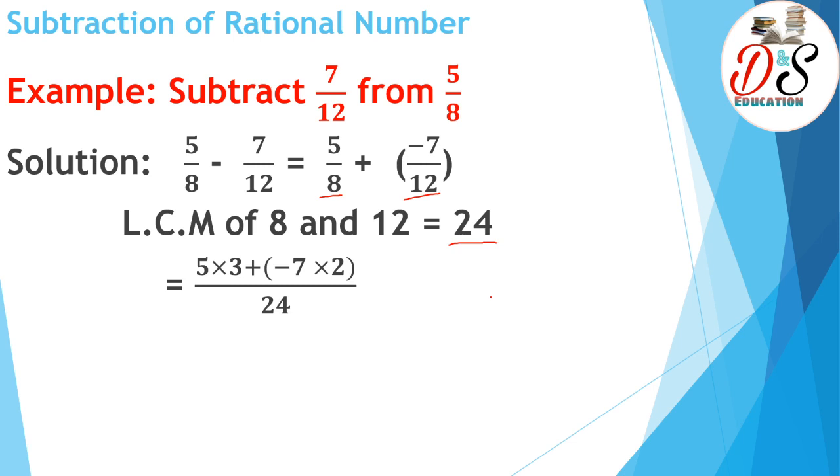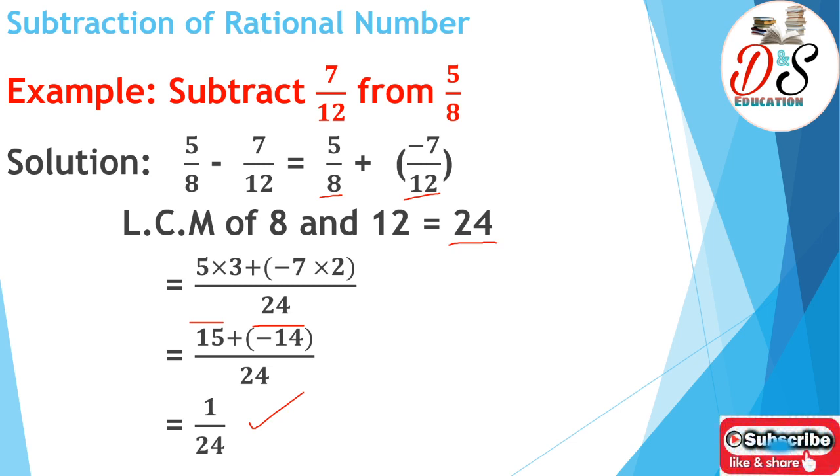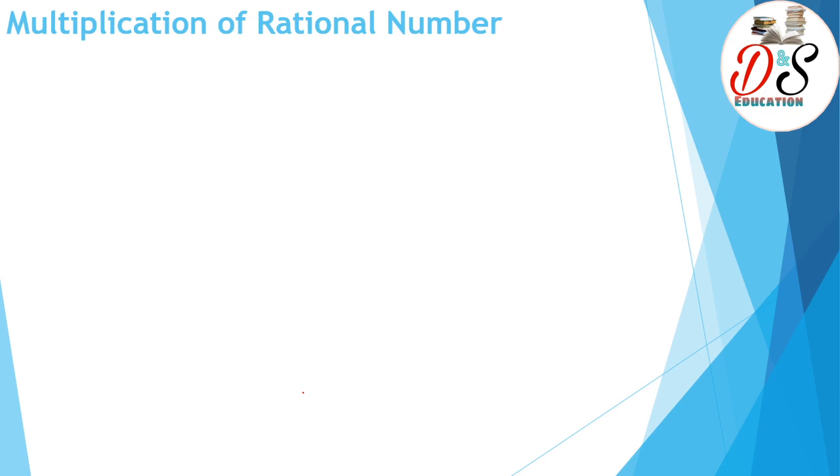Now when you multiply 5 with 3 we get 15, and when you multiply minus 7 with 2 we get minus 14. Now we have one positive integer and one negative integer. What you have to do, you have to subtract them. So after subtraction we got 1 upon 24. So that's how you do subtraction of rational number. तो इस तरीके से आप rational number का subtraction करोगे.